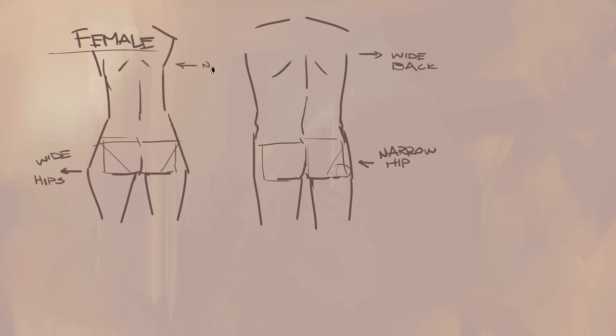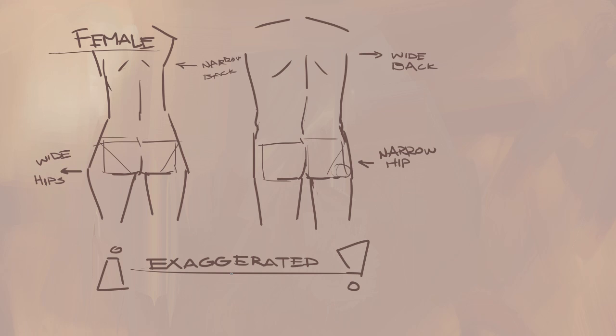The hip isn't as wide, it's a lot narrower on a male, and the back is a lot wider. So these are completely hugely exaggerated, but nonetheless, you can easily tell that one's female and one's male just from looking at the shapes. Even though they're really angular and simple shapes, they do a good job of selling the figure. So I think that's about it for the lesson portion of the video.